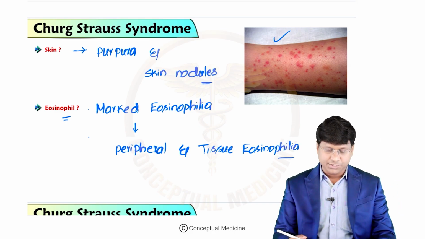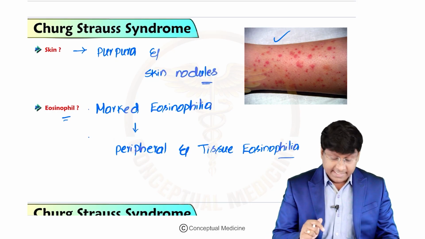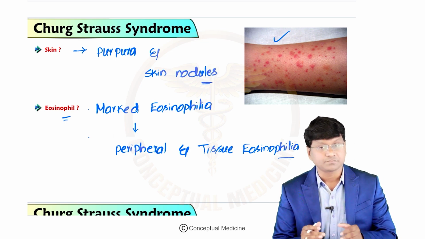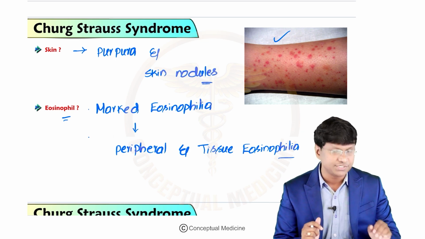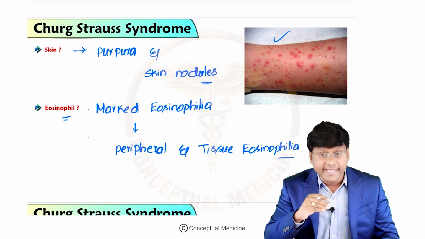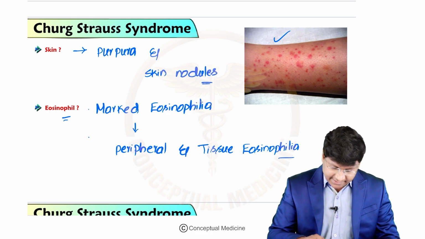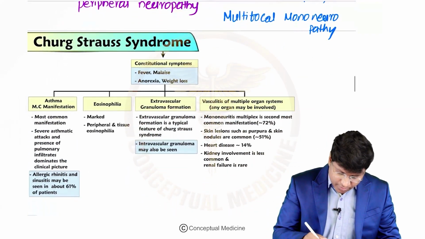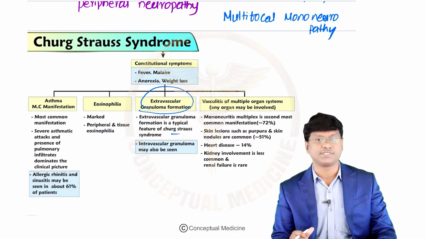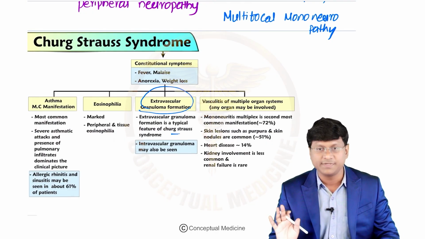Peripheral and tissue eosinophilia, right? Eosinophil levels are elevated. Next, it is a granulomatous inflammation. So in these patients with Churg-Strauss syndrome, you also have the presence of extravascular granuloma formation. This extravascular granuloma formation is a typical feature of Churg-Strauss syndrome. And apart from that, intravascular granuloma may also be seen.